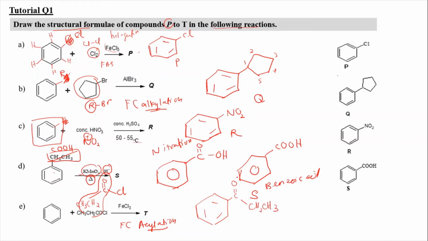Okay, and these are the acyl group. Okay, ada beza dia. Alkyl without the carbon-carbon double bond. Acyl with the carbon double bond with oxygen. Alright, so this is going to produce the compound T here. Alright, so that's all for question number 1.